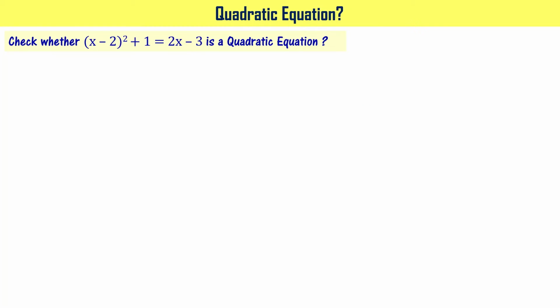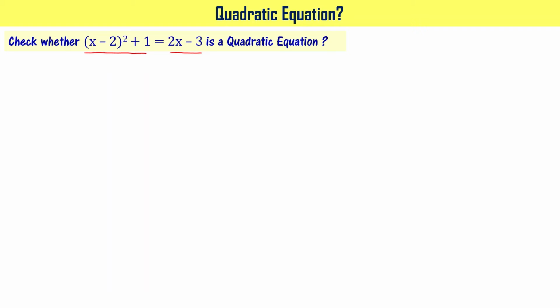Check whether the given equation is a quadratic equation or not. The given equation is x minus 2 whole square plus 1 equal to 2x minus 3. We know this is an algebraic equation, right? But just by looking at the equation, we are not in a position to say whether it is a quadratic equation or not. To check that, we have to first convert this into the form of ax square plus bx plus c equal to 0, right? If the equation gets converted to ax square plus bx plus c equal to 0 form, then we can say that it is a quadratic equation, right?